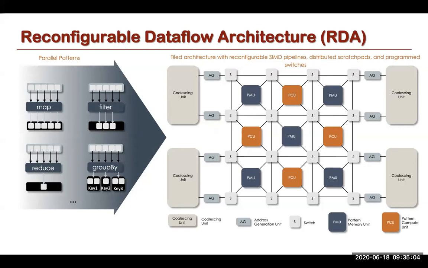And this is an architecture that is designed to accelerate the execution of parallel patterns, right? So it's a tiled architecture. Of course, you want to come up with an architecture that's scalable. And so tiling makes it scalable and makes it efficient to implement. And as you see in the cartoon on the right here, there are three key components to the architecture.